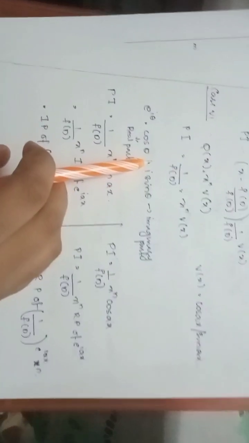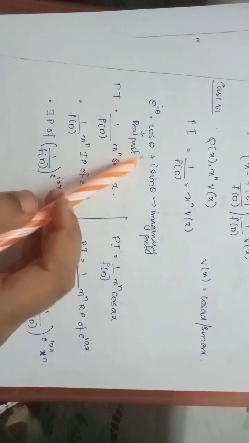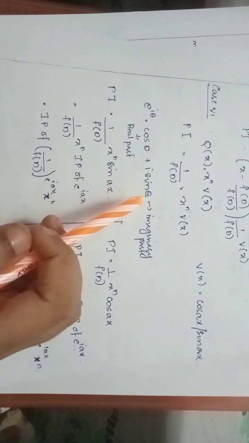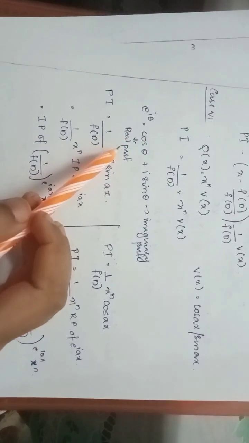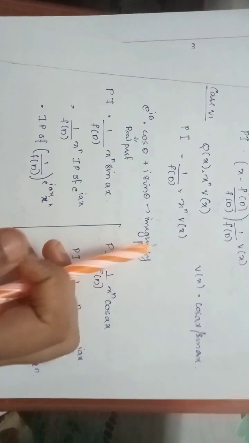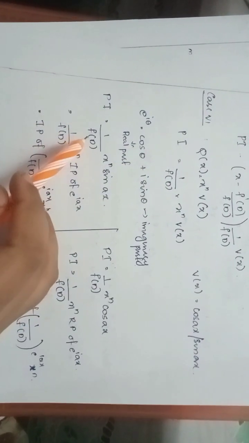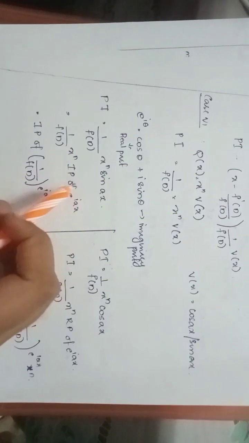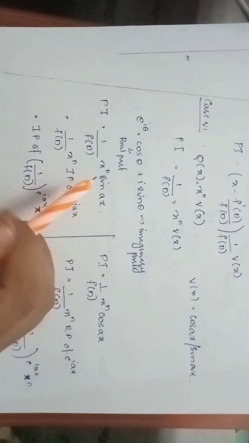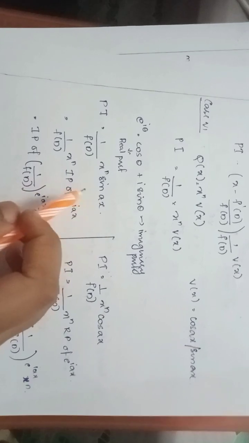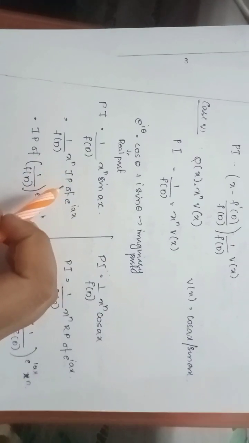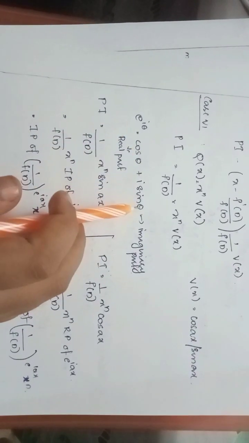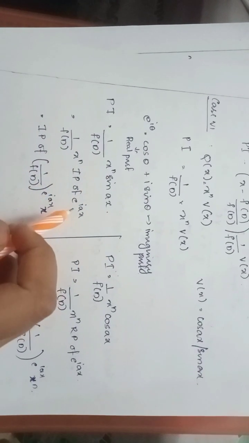So here what we have to do is convert this into the exponential form. We know that e raised to i theta is cos theta plus i sin theta, so cos theta is the real part and i sin theta is the imaginary part. So if the equation is 1 by f of D, x raised to n, sin ax, then sin ax is the imaginary part. We will substitute sin ax as the imaginary part of e raised to i ax. Here theta is substituted by ax.